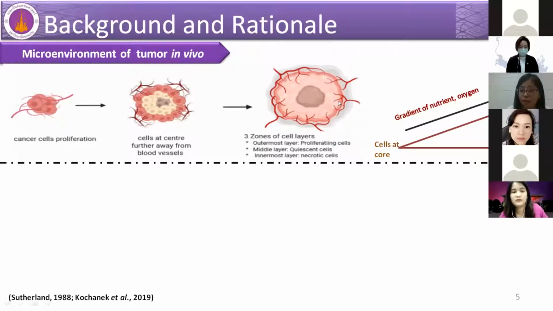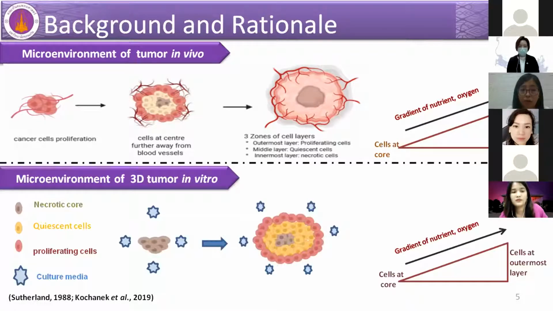Similar microenvironment is observed in 3D tumor in vitro, where we have single cell suspensions immersed in growth medium, and with time they grow and they become compact like this, and they too develop the nutrition gradient, and they have necrotic cells at the center, surrounded by the quiescent cells and the proliferating cells at the periphery.